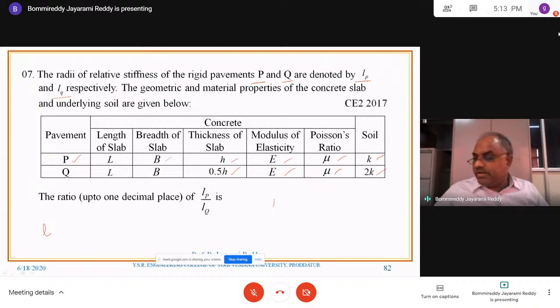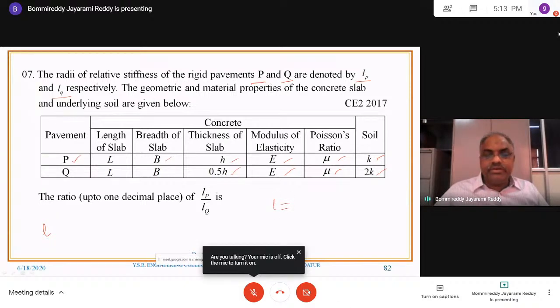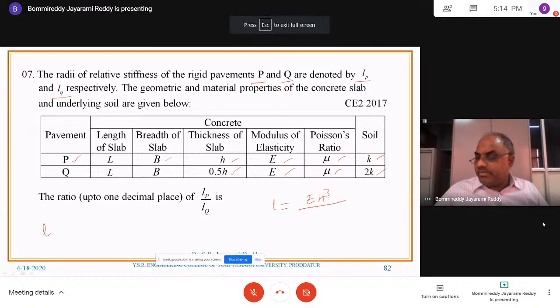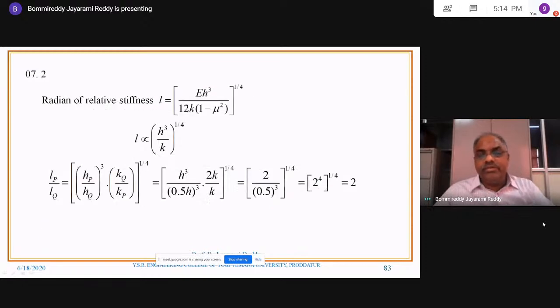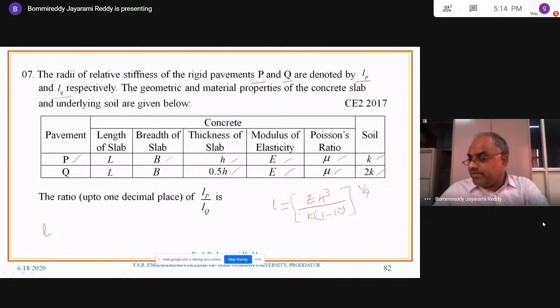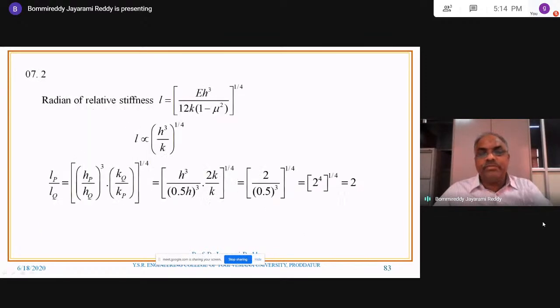What is L? You have to remember that particular equation. L equals EH cubed by 12K into 1 minus mu square, whole to the power of 1 by 4. So you need to remember that particular equation.